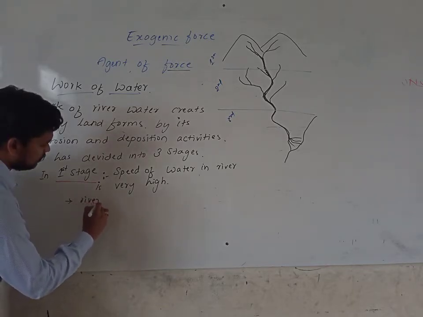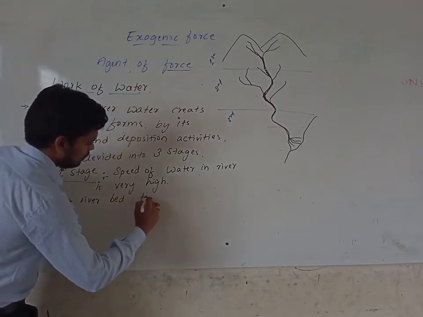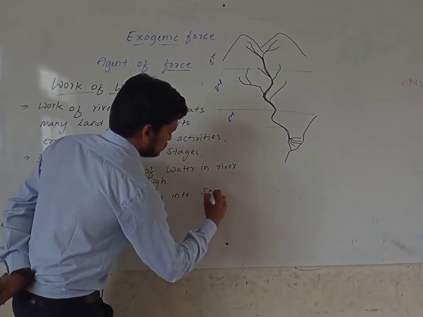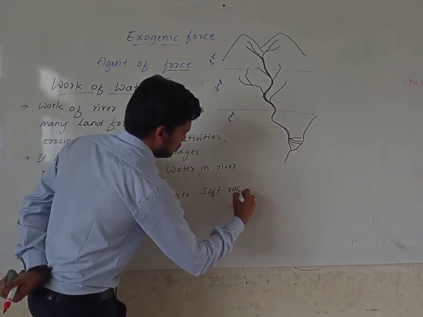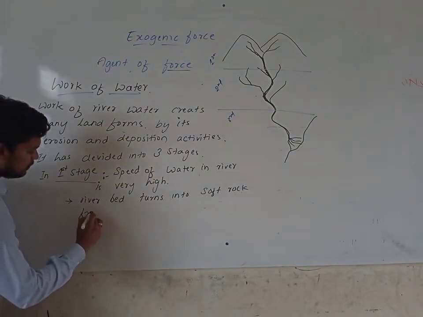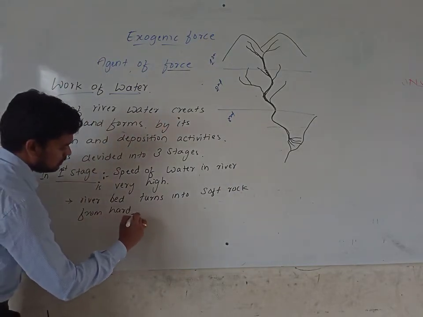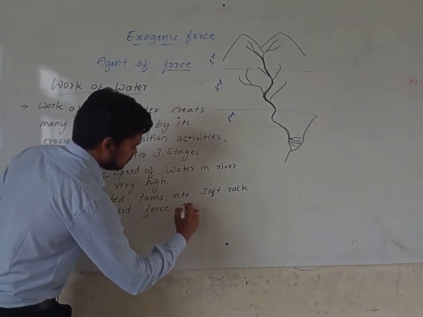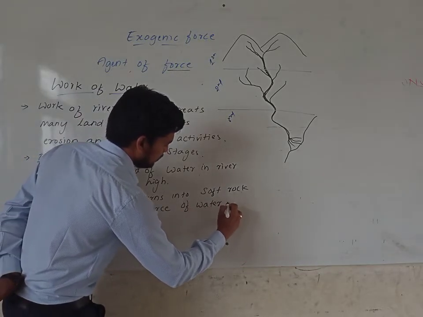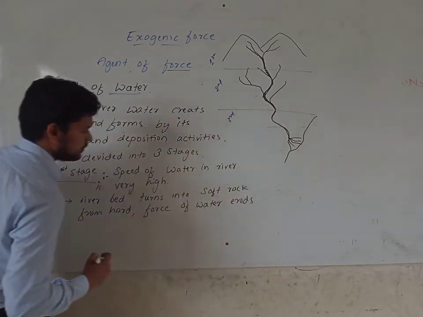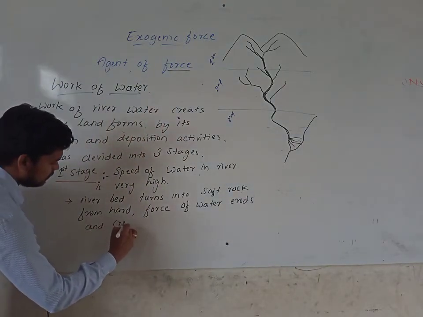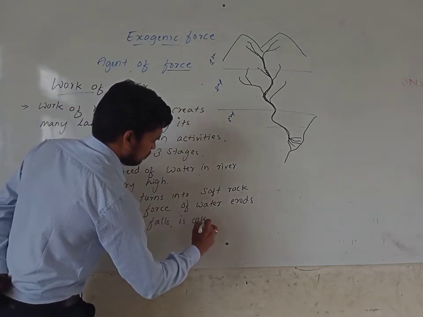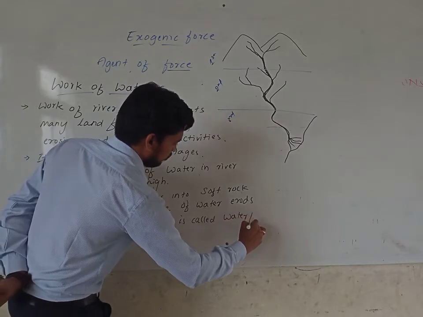The river bed turns into soft rock from hard. The force of water, running water, erodes and creates falls. So it is called waterfall.